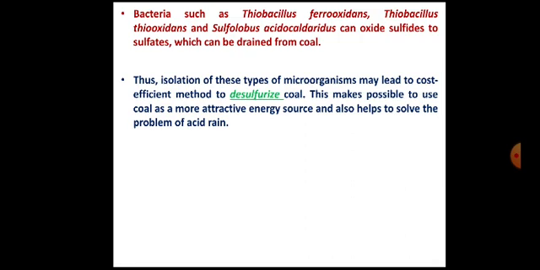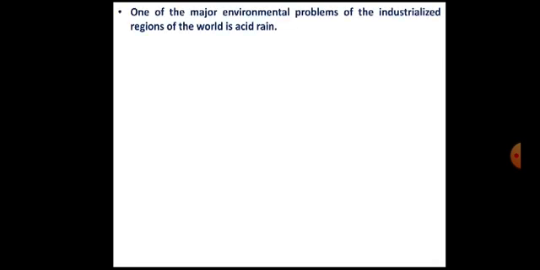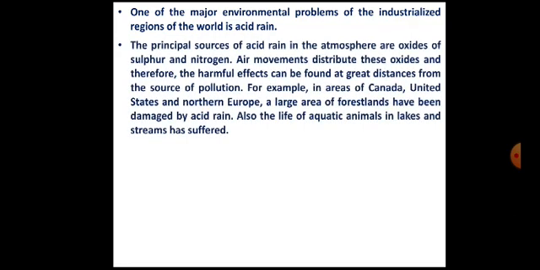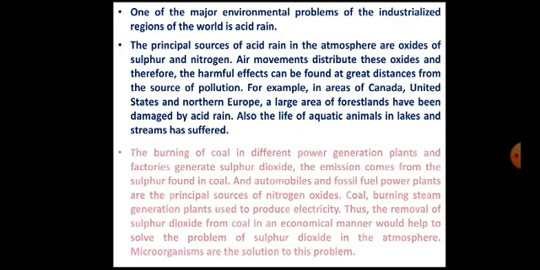This makes it possible to use coal as a more attractive energy source, and also helps to solve the problem of acid rain. One of the major environmental problems of industrialized regions of the world is acid rain. The principal sources of acid rain in the atmosphere are oxides of sulfur and nitrogen. These oxides are generated due to burning of sulfur-containing coal. Air movements distribute these oxides, and therefore the harmful effects can be found at greater distances from the source of pollution. So this is really not good for the life of aquatic animals and forest lands.